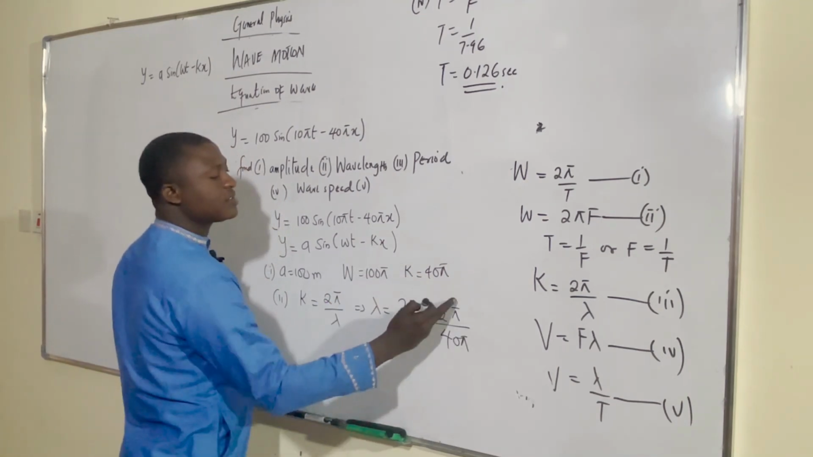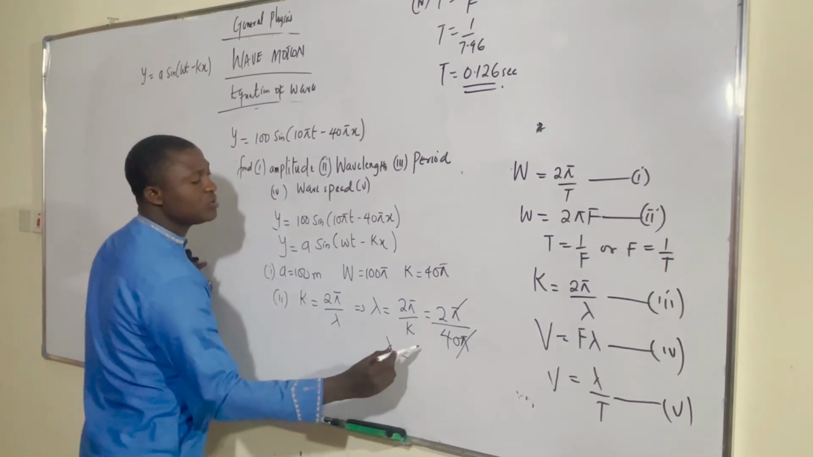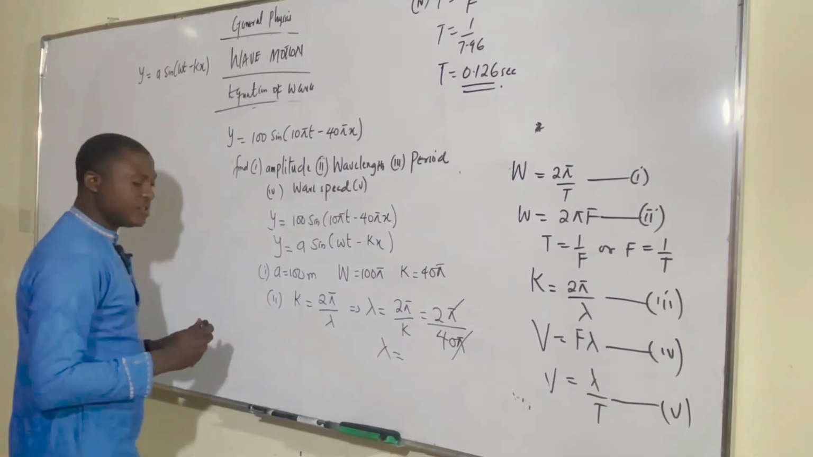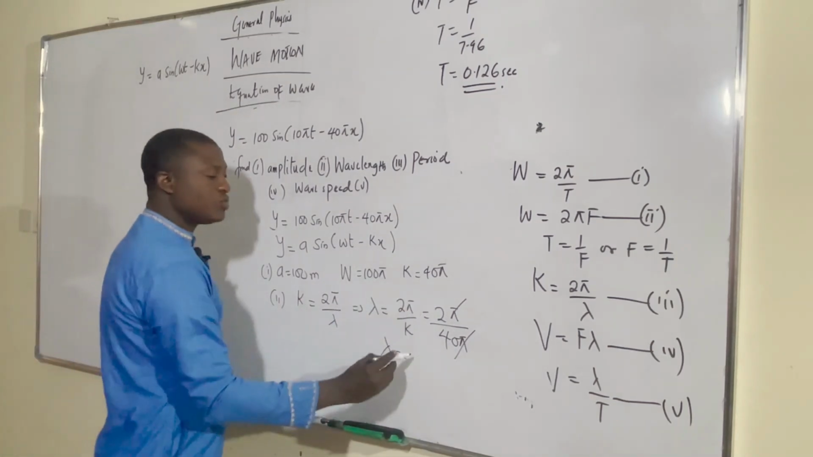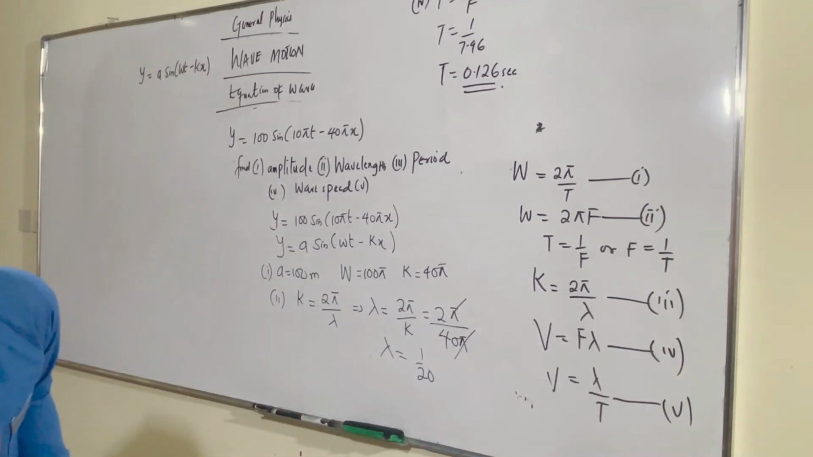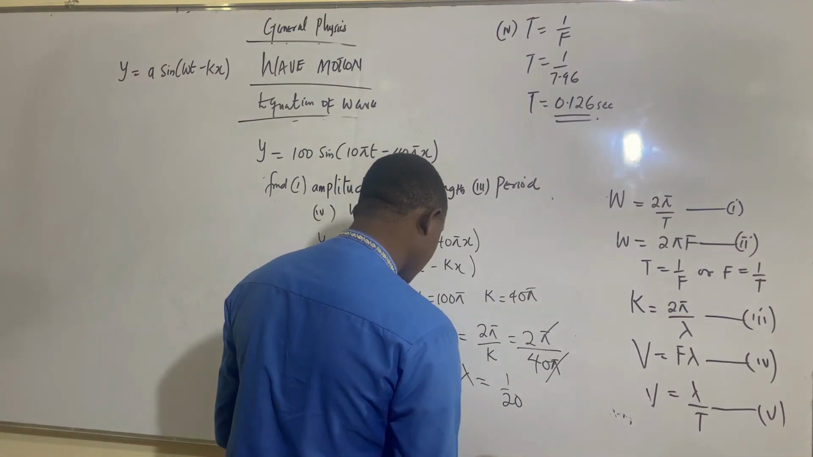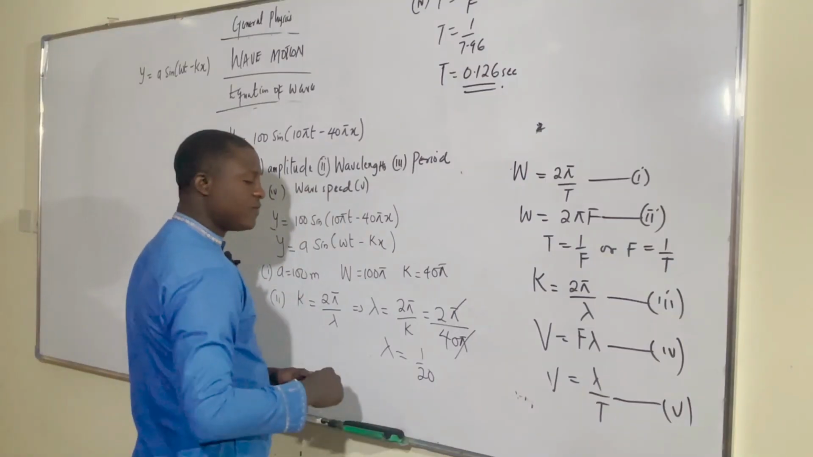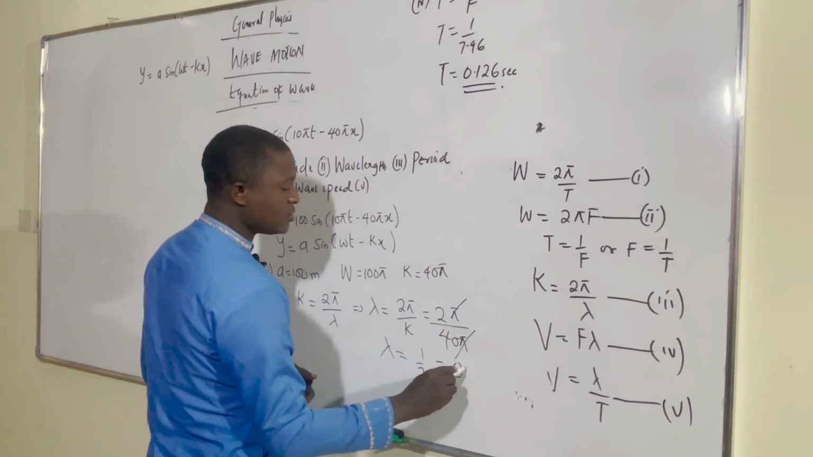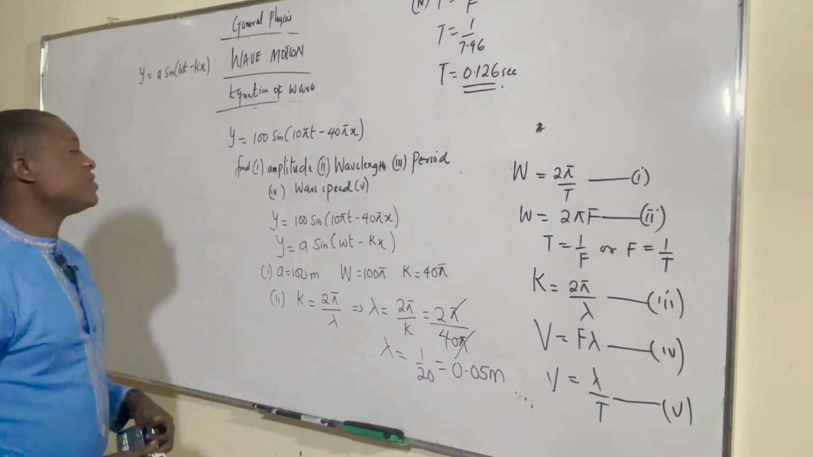You can see pi cancels pi. So the wavelength is 2 divided by 40, which gives 1 over 20. You can even convert this to decimal: 1 divided by 20 is 0.05 meters. I will leave the other ones as exercises.